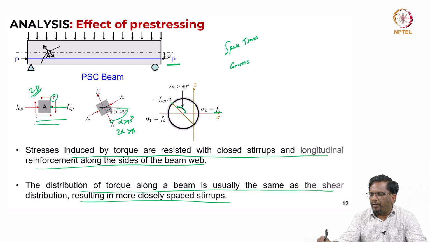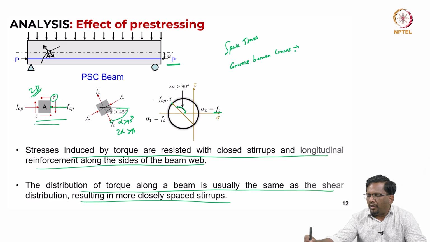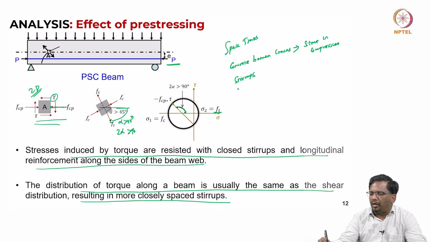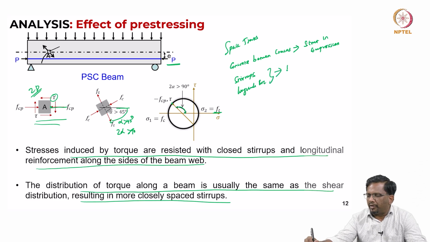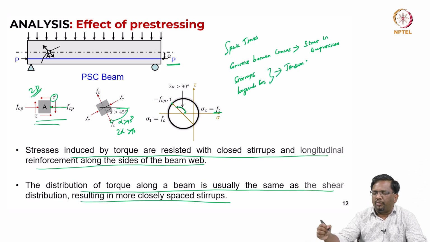So internally a space truss will be formed. Concrete between cracks is going to act like struts in compression, and then you have stirrups and longitudinal bars that are going to be in tension. So they form a space truss in resisting the applied torque.